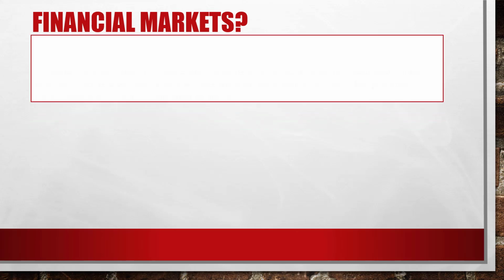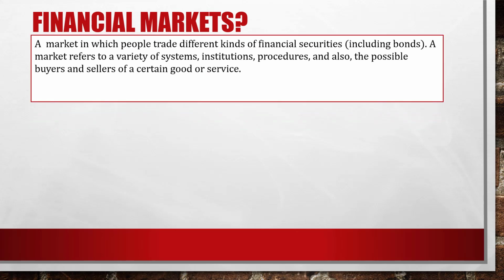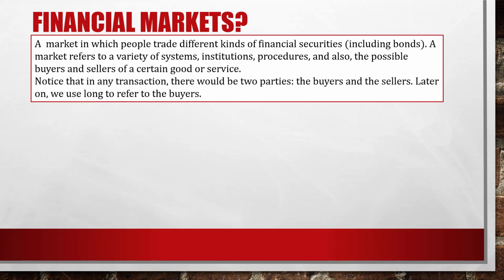First, financial markets. A financial market is a market in which people trade different kinds of financial securities, including bonds. A market refers to a variety of systems and institutions with securities, and also the possible buyers and sellers of a certain good or service. Notice that in any transaction, there will be two parties, the buyers and the sellers. Later on, we will use long to refer to the buyers and short to refer to the sellers.